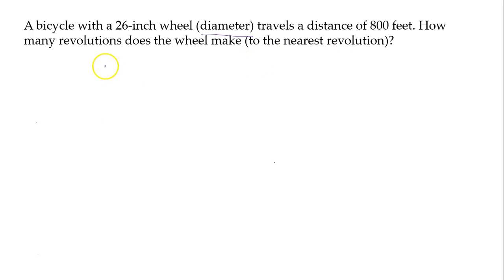All right, so this is how I would go about it. Well, we are given diameter is 26 inches. We need radius, so divide it by 2. You get 13 inches. All right, and the amount of distance that it's traveled, well, that is your arc length. So 800 feet. I'm going to convert that to inches. Since our radius is in inches, I'm going to make our arc length in inches also.